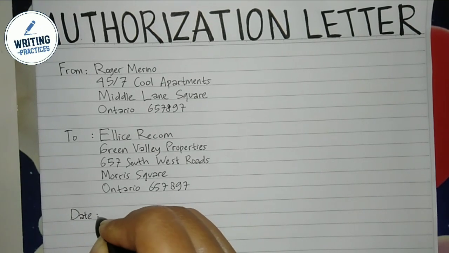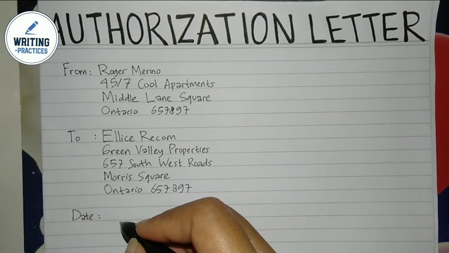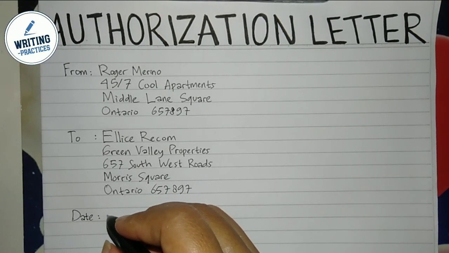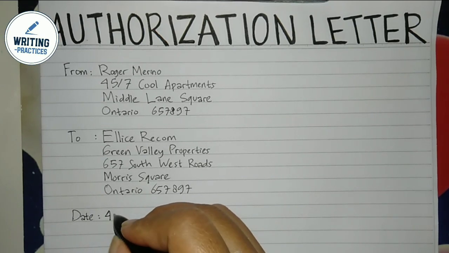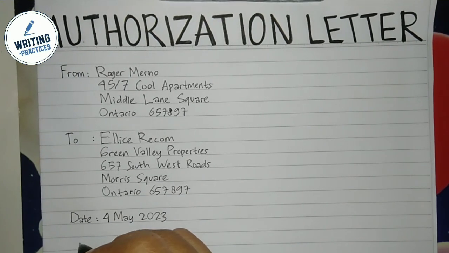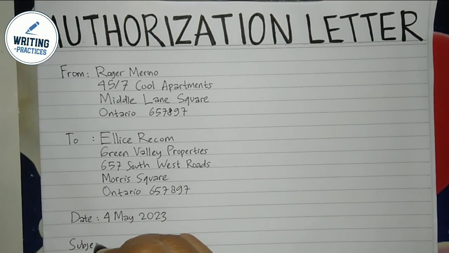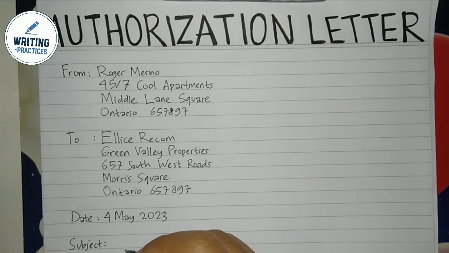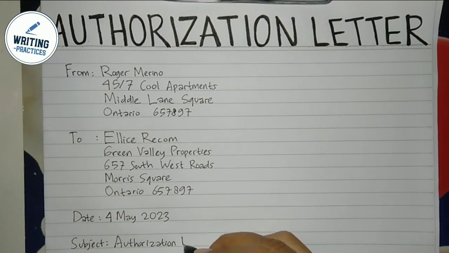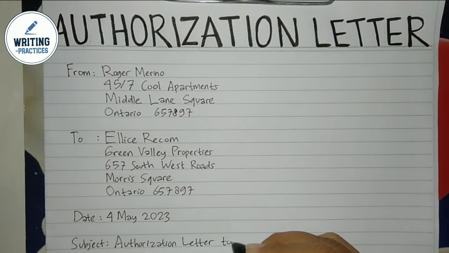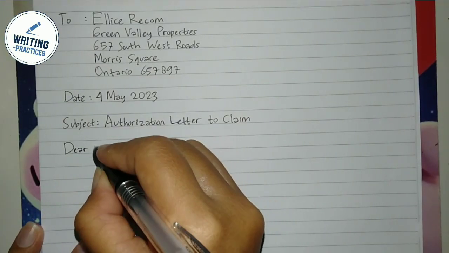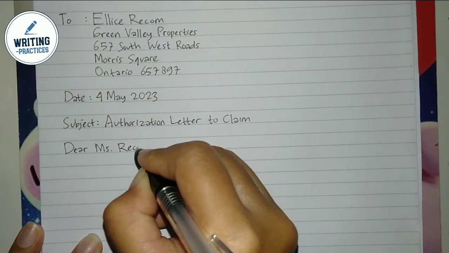Once you are done with your and the recipient's details, write the date today, in this case May 4, 2024. And write the subject of the letter. It is written: authorization letter to claim. And now, you may open the letter with Dear Mr. or Ms. or Mrs. followed by the last name of the recipient.